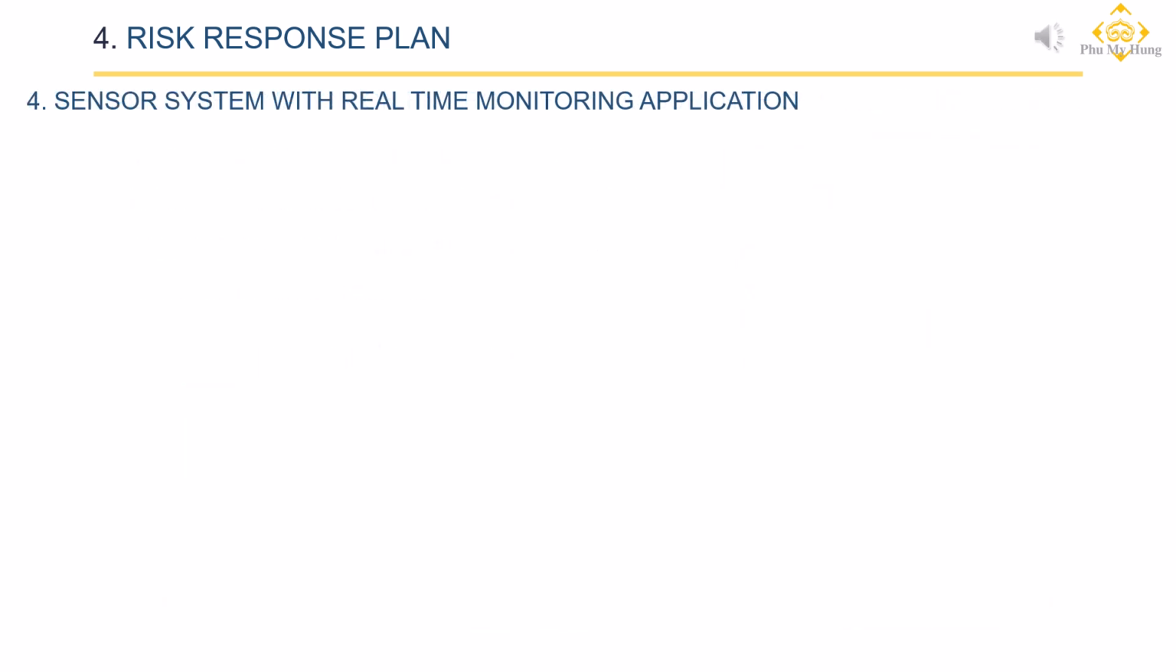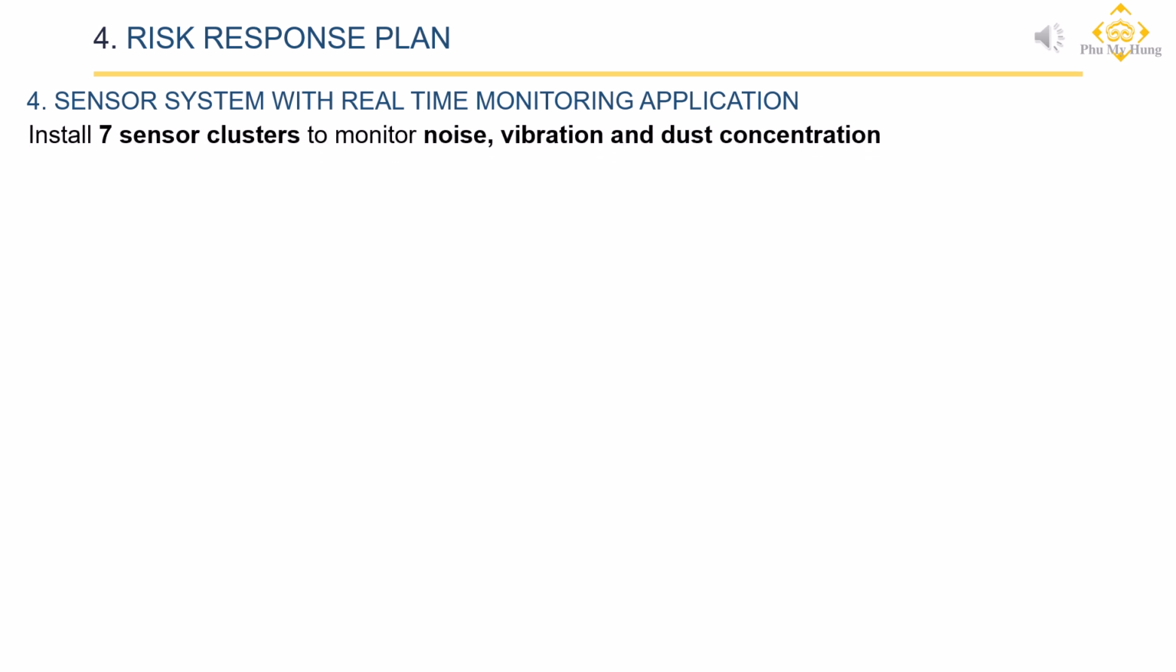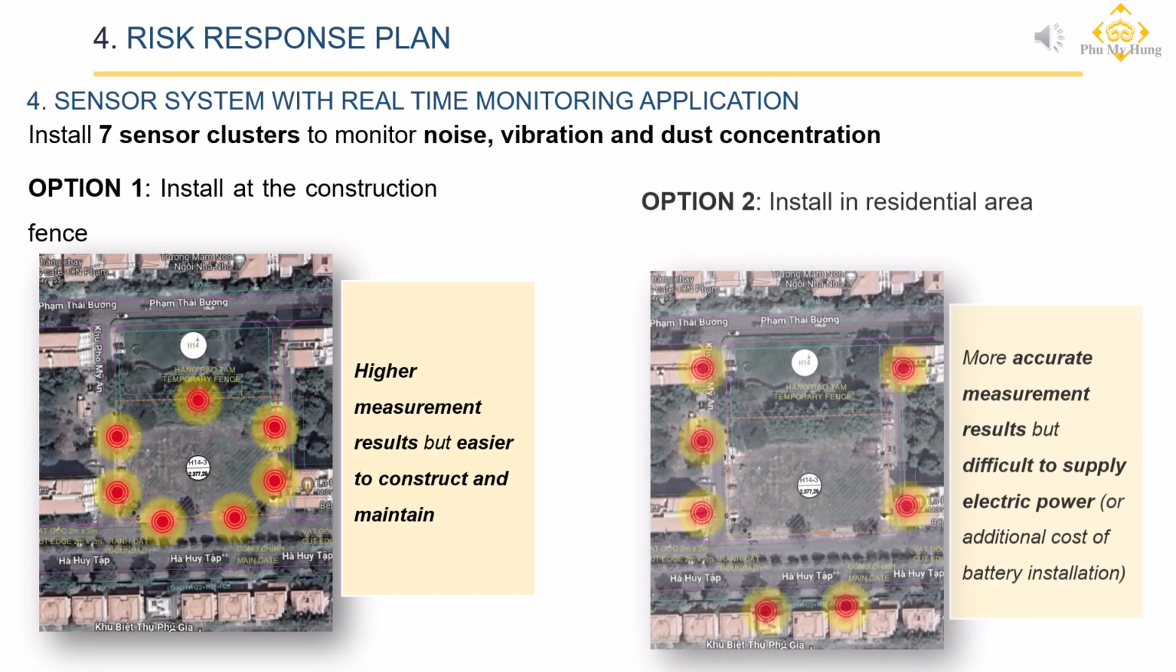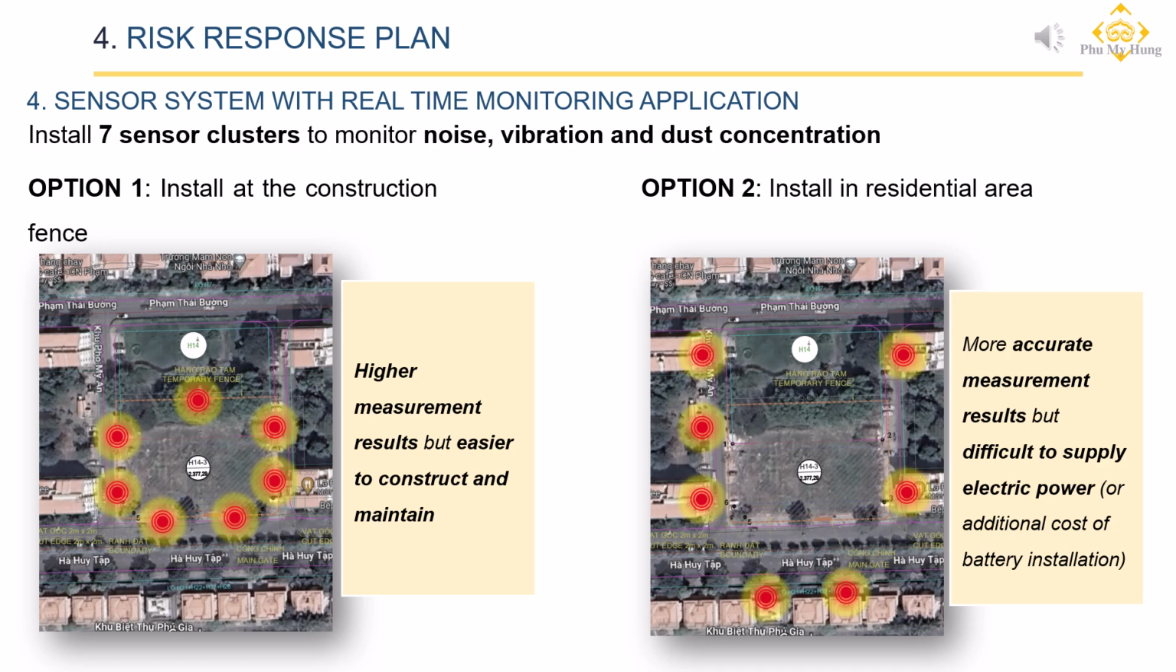In addition, we aim to implement continuous, real-time monitoring of environmental data. This system will enable the project team and stakeholders to respond proactively before issues escalate. We plan to use sensors that track environmental indicators and transmit real-time data via mobile apps and web platforms. Sensors can be installed around the perimeter fencing for easy access, or near residential buildings for more accurate data. Each option comes with its own pros and cons.